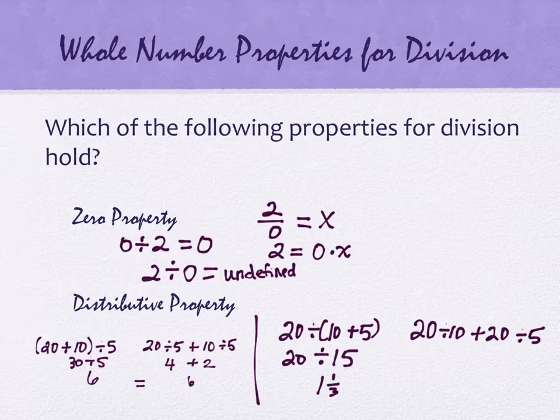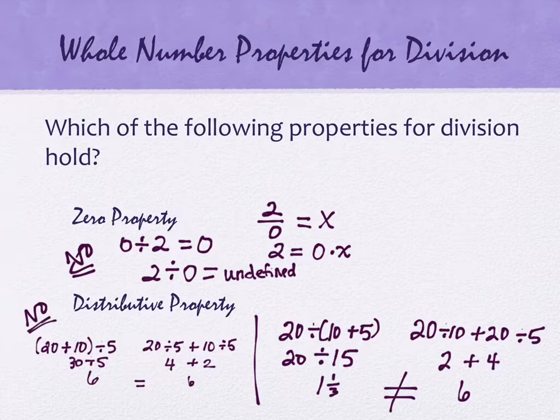Okay, on the right-hand side, what's 20 divided by 10? 2. What's 20 divided by 5? 4, and 2 plus 4 is 6, so it's not 1 1/3, right? Not equal. So it only worked in one direction that I gave you an example of, so that means that in general, it's another no, right? There's no distributive property.